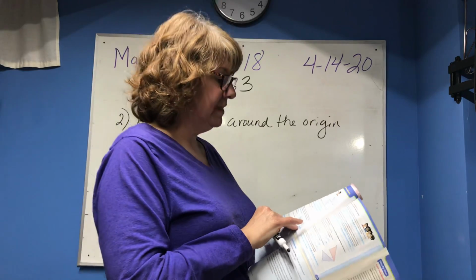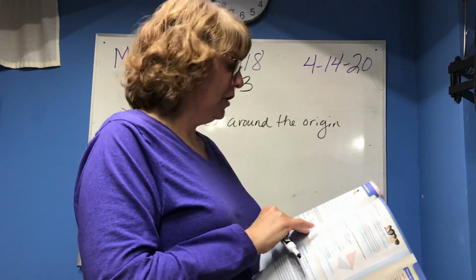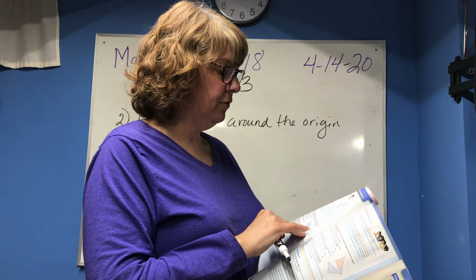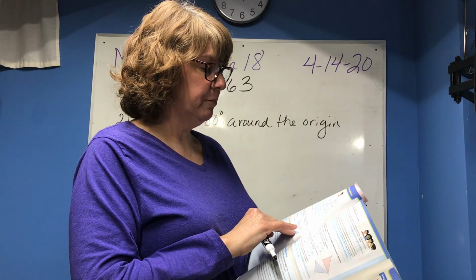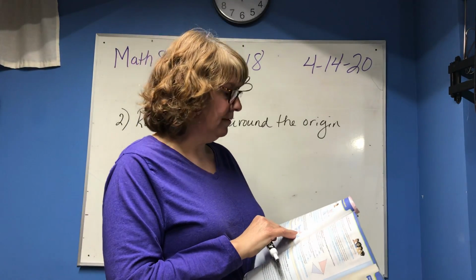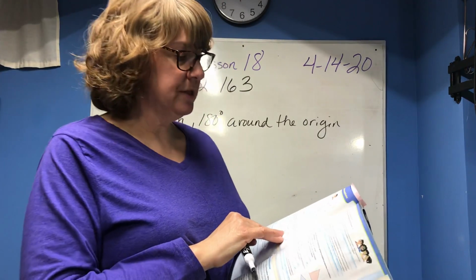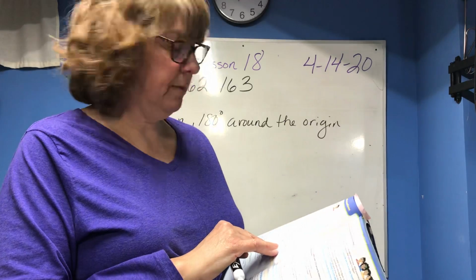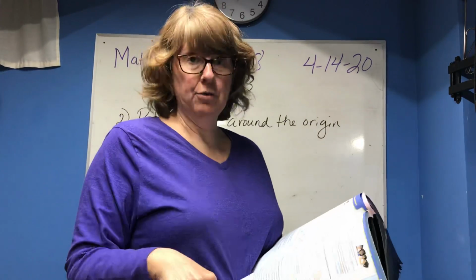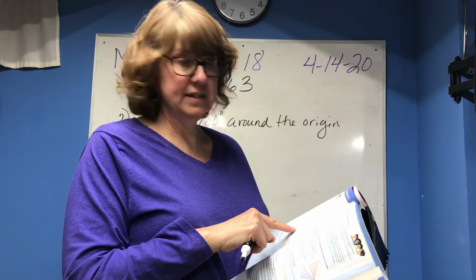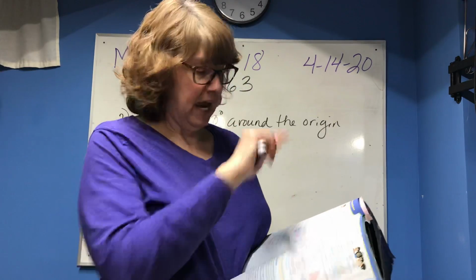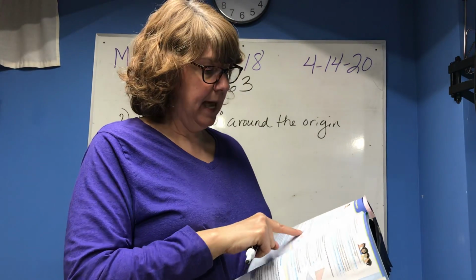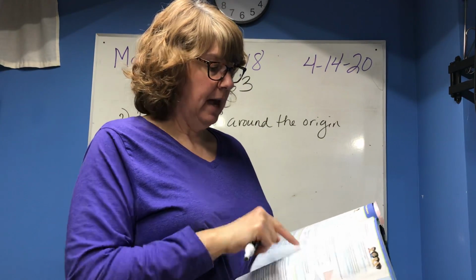It says cut out the figure and use the cutout to decide how you could move the red figure to get to each of the blue figures. And then write the letter of the figure that matches the transformation, and then complete the problem. So stop me here and go ahead and trace that shape, cut it out, and move it around. How do you get to A? How do you get to B? How do you get to C?